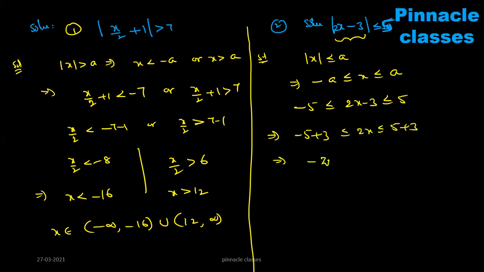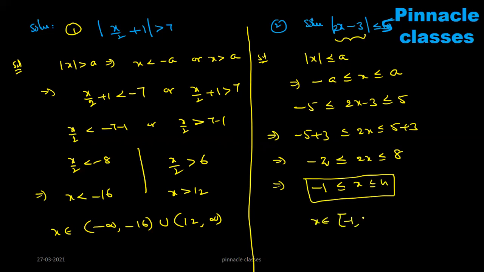So this is minus 2 less than or equal to 2x less than or equal to 8. Again, divide by 2, which means minus 1 less than or equal to x less than or equal to 4. Verify: take any value that lies between minus 1 and 4 and check whether the answer is coming or not. That is the answer.